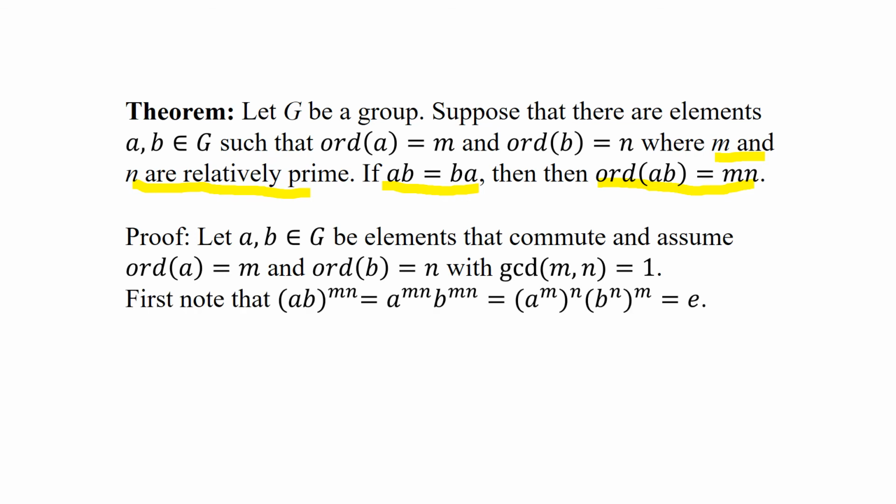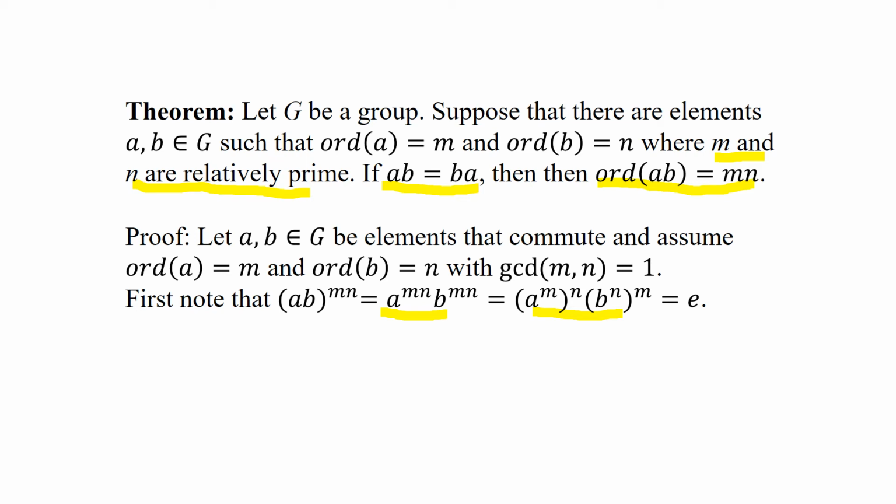I want to show that the order of the product is the product of the orders. As usual, I start by taking AB and raising it to the mn power. Here again, I'm using the fact that they commute, using the properties of exponents, and now I use the fact that A to the m is the identity, since m was the order of A, and B to the n is the identity, since n is the order of B. So check off my first condition. If I take AB to the mn, I get the identity.